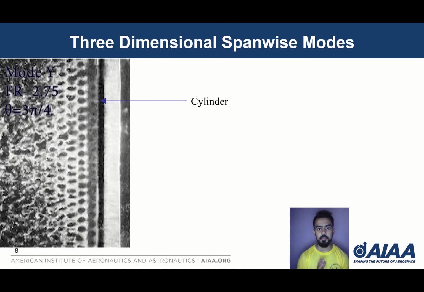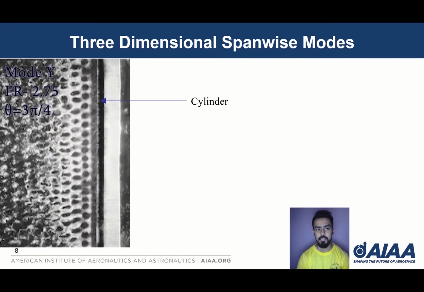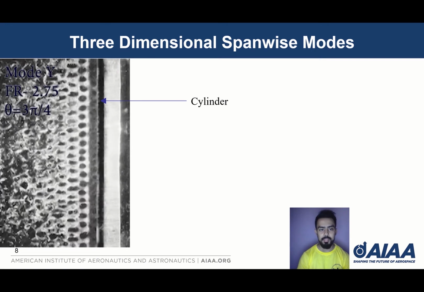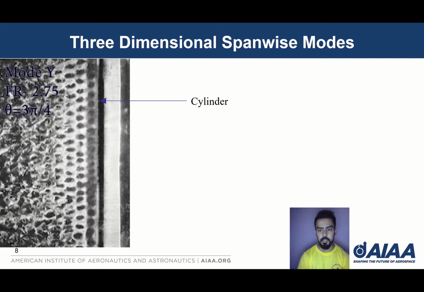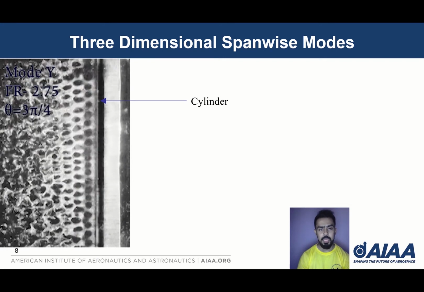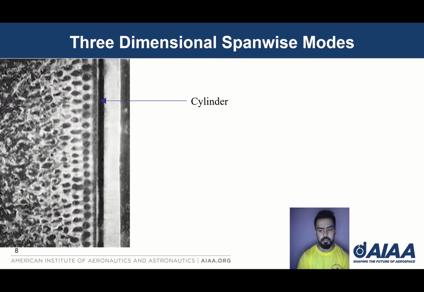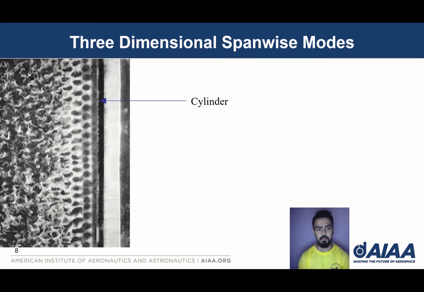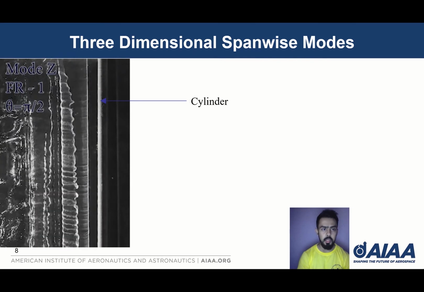Here we have the result of the three-dimensional span-wise mode. On the left we have mode Y at FR equal to 2.75 and theta equal to 135 degrees. We have the platinum wire kept at an upstream distance of 3D, and the span-wise wavelength of this mode is 2 cylinder diameters.